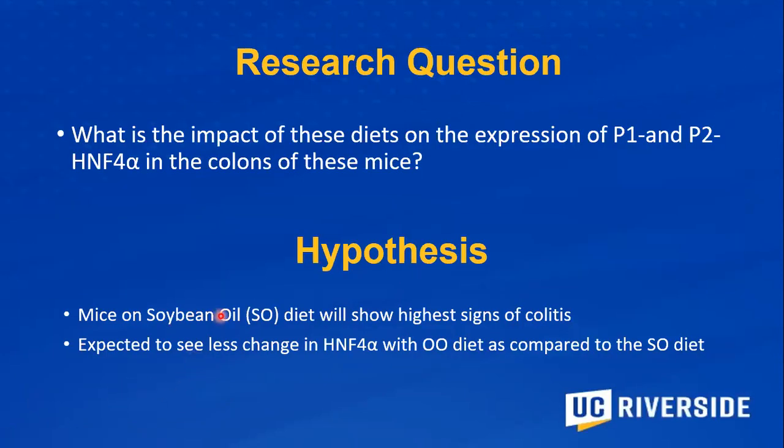So my question was, what is the impact of these diets on the expression of P1 and P2 HNF4 alpha in the colons of these mice? I hypothesized that mice on the soybean oil diet will show the highest signs of colitis, and I wanted to see less change in HNF4 alpha with olive oil as compared to the soybean oil diets.